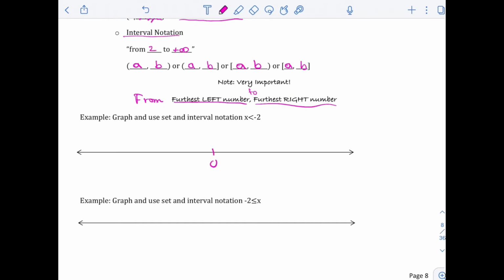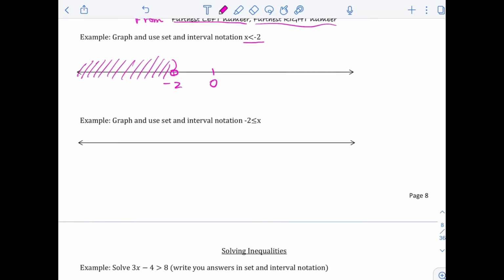So if 0 is the center, -2 will be on the left. And it's all the numbers that are less than -2. So it'll be an open circle or a parenthesis open to the left. And then shade all the left part of the number line from -infinity to -2, because these are all the x values that are less than -2.